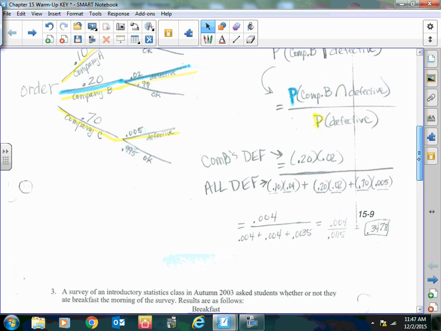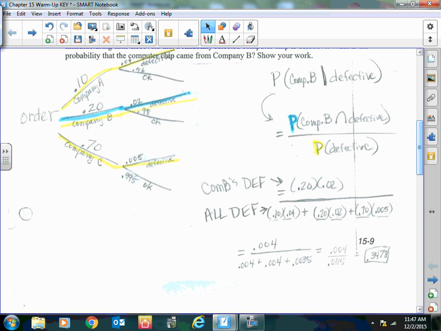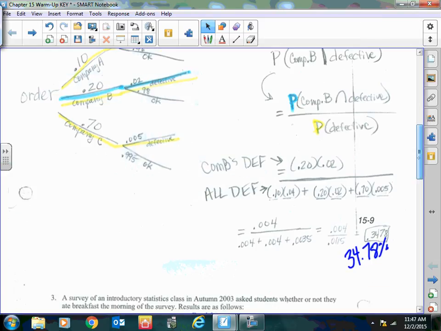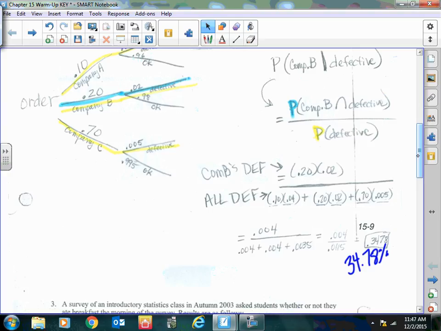Okay? Then here's what your tree diagram looked like. Out of all of the defective, which is those yellow branches there, what's the probability of getting that blue section? And that's 34.78%. 34.8%, somewhere along those lines, about 35%. Okay, yes, question. Yes, this is number 2.